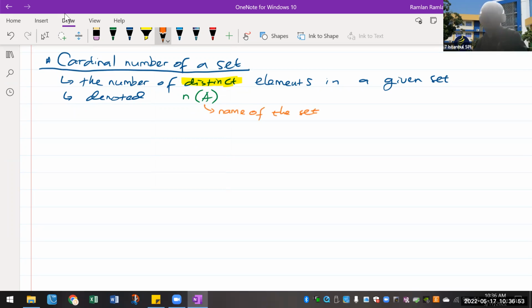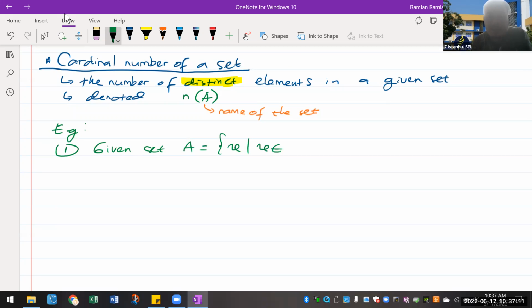Okay, so to make it clear for you guys, I'm going to give you one example. The first one, if I have given set A, and set A, I'm going to write down in a set builder form is X, such that X is the element of natural number and X is less than 5. Okay, so this is a set builder form.